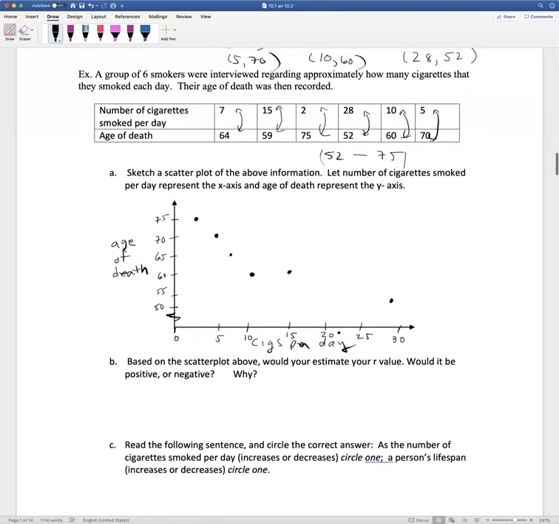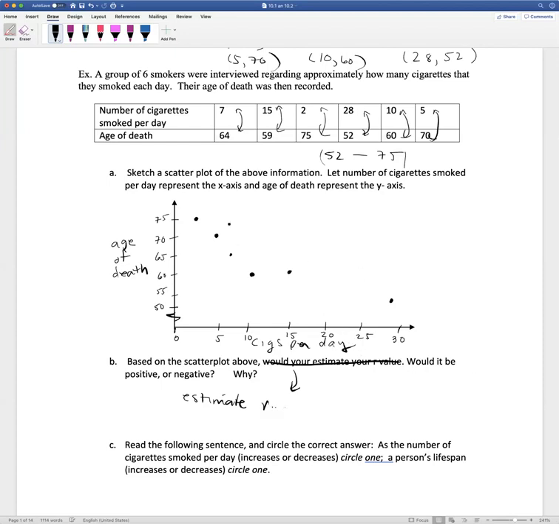So let's take a look at part B. Based on the scatter plot above, what would your estimate of your R value be? So let's put that over here. Estimate your R value. And the next bit says, would it be positive or negative and why?